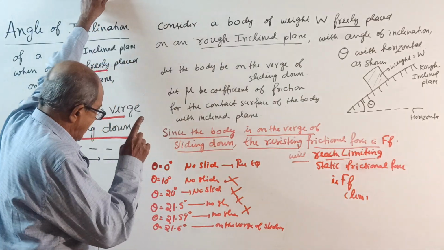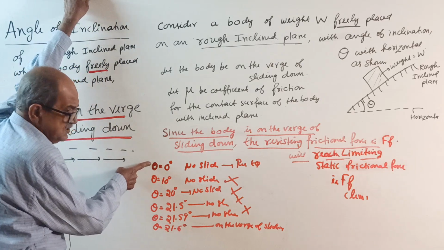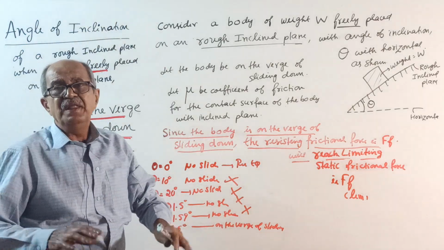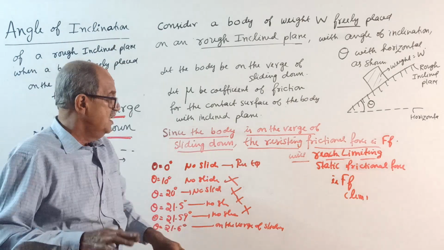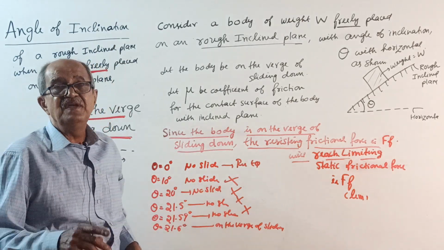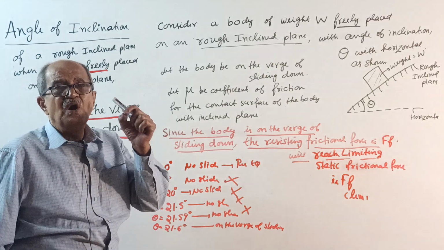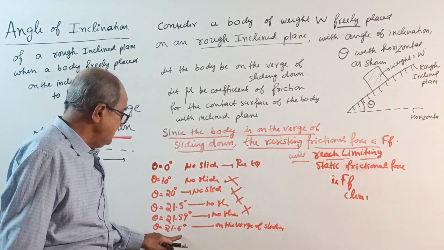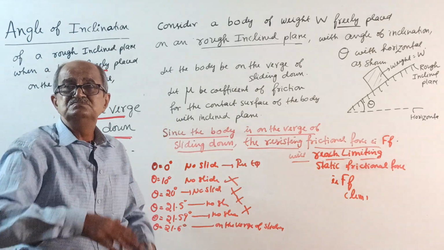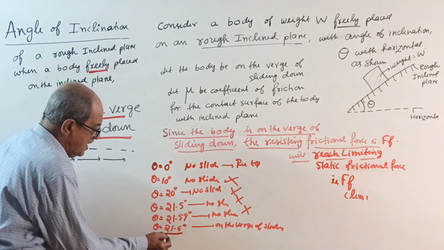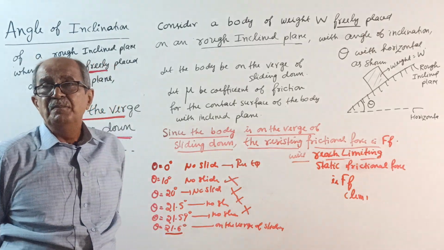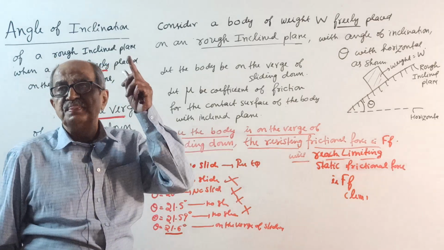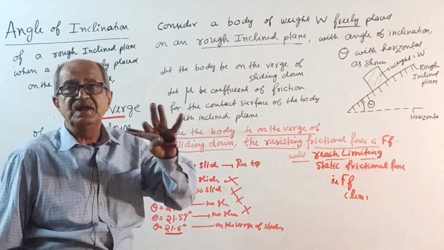So if your angle is anything above 0, up to 21.6 degrees, the body or vehicle will not slide down. But at 21.6 degrees, it is on the verge of sliding down. With a little more angle, 21.61 degrees, it will start sliding down. Therefore, this 21.6 degrees is the angle made by the rough inclined plane with the horizontal when the body is on the verge of sliding down.